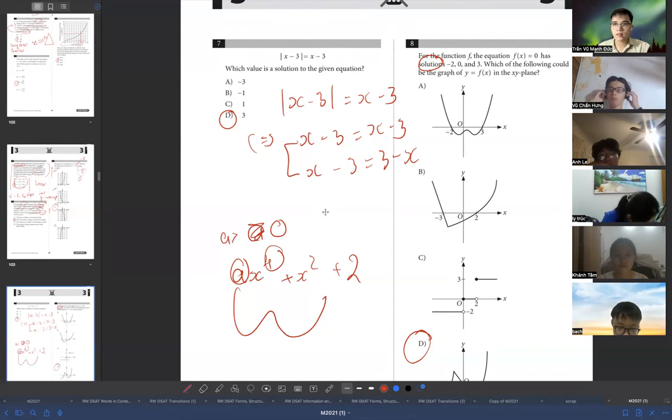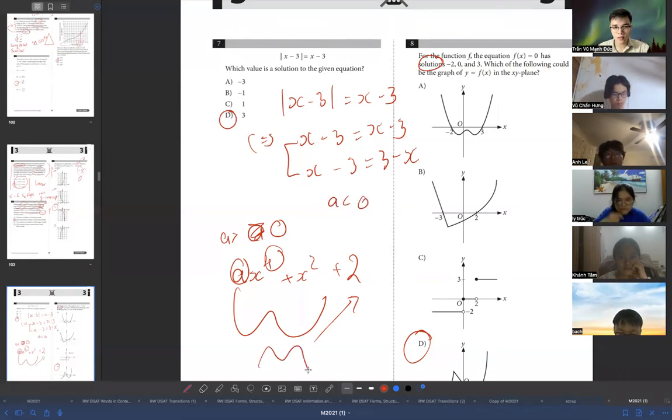So this is how the graph will go. A is larger than 0, so this will go up. Okay, the very last part of the graph will go up. If A is smaller than 0, it will go like this, so as to make the very last part of the graph go down.